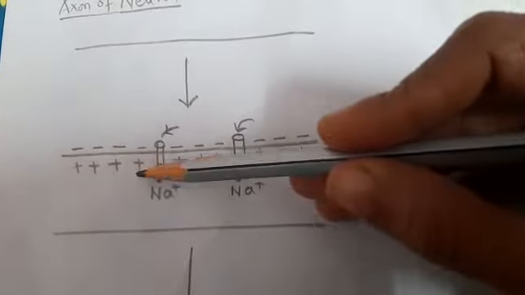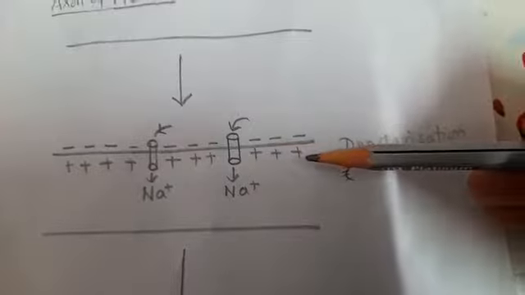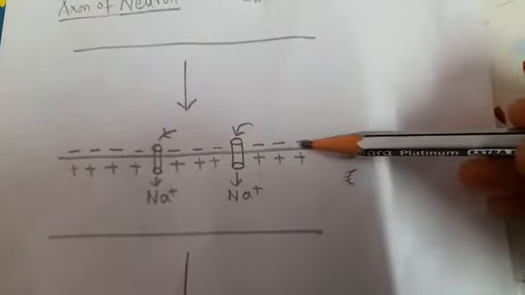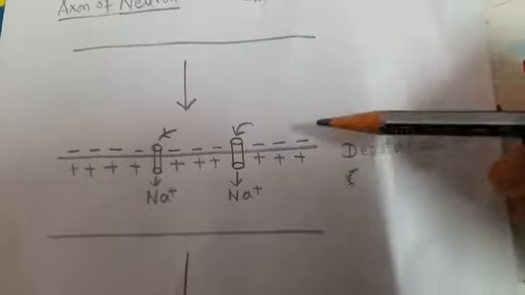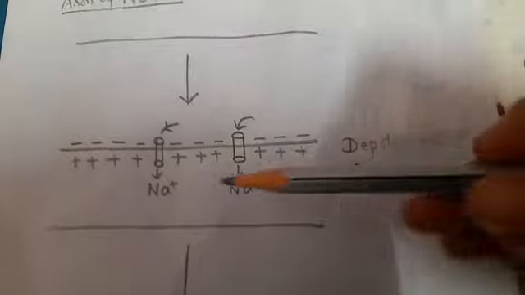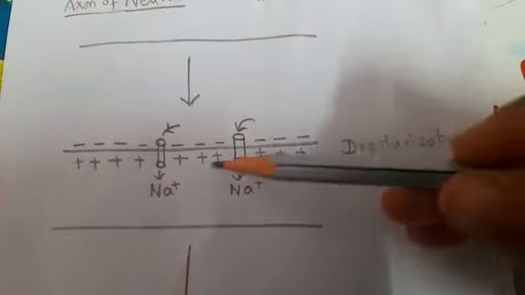Slowly this neuron membrane will become positively charged inside. So from negative inside and positive outside, it will become positive inside and negative outside. So now the polarity has changed. This process is known as depolarization, and we say that the impulse is generated.